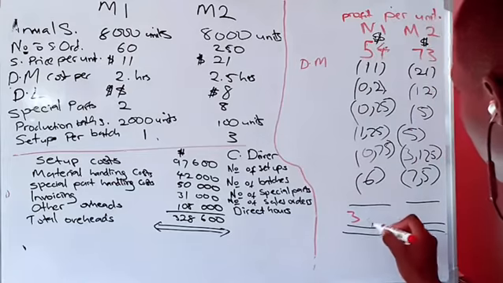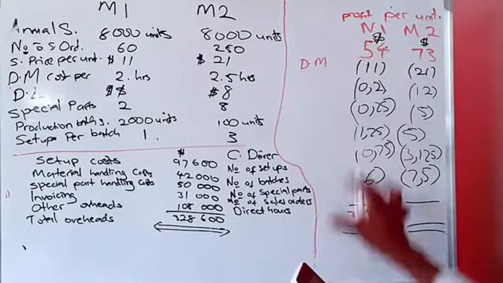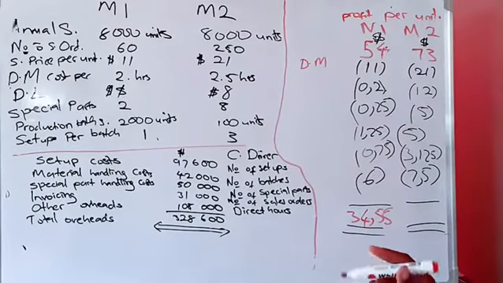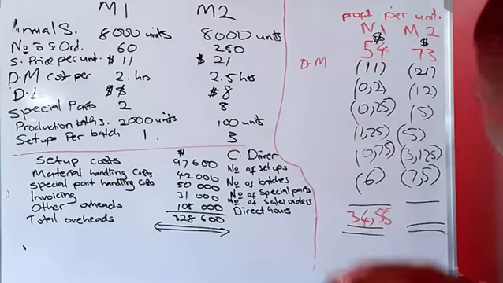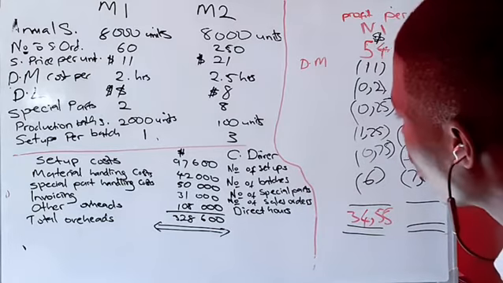That must give you 34.55. Okay, that's the profit for this product side. And then we move on to this other section here. What do we have here?